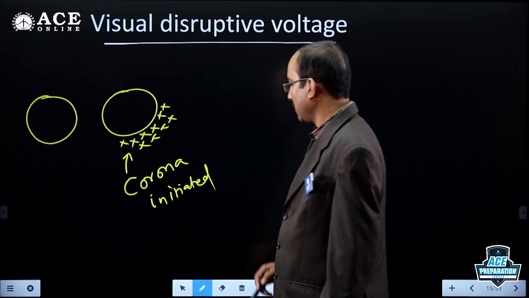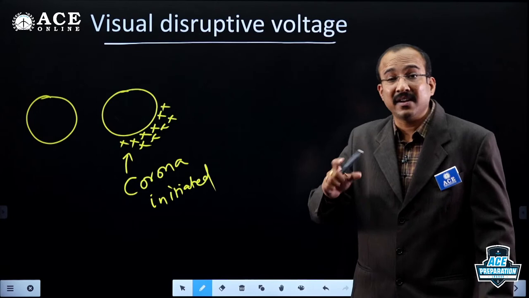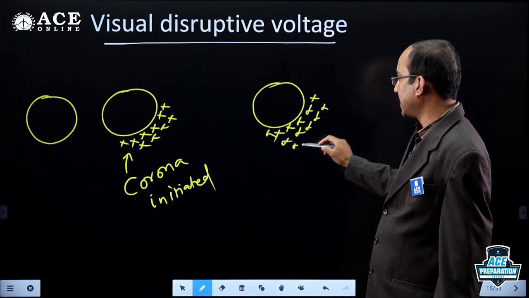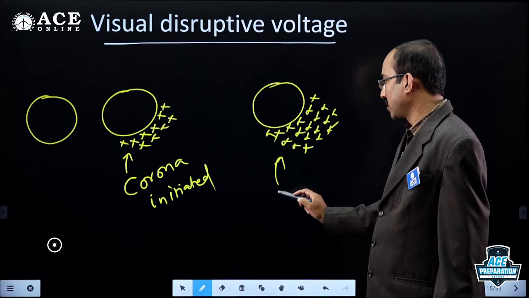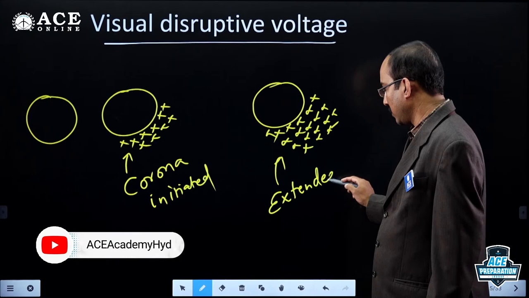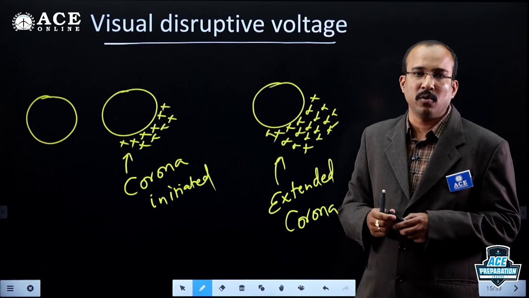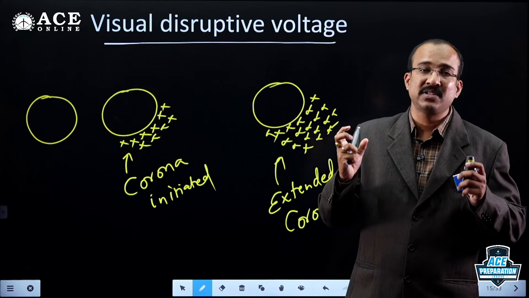But if the operating voltage exceeds this visual disruptive voltage, this corona is further extended, that is known as extended corona. If the operating voltage exceeds this visual critical disruptive voltage, then there is a chance of visualization of corona. Corona is visualized.